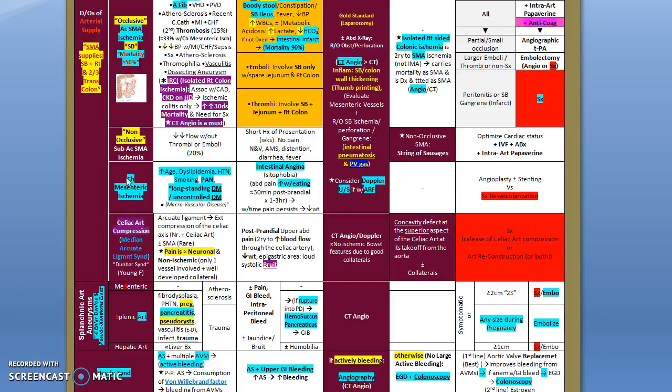Now the chronic mesenteric ischemia that affects the superior mesenteric artery, usually it's due to a long-standing vascular insufficiency, aging, dyslipidemia, hypertension, smoking, polyarteritis nodosa, and diabetes that is long-standing, and as you know, it leads to macrovascular disease.